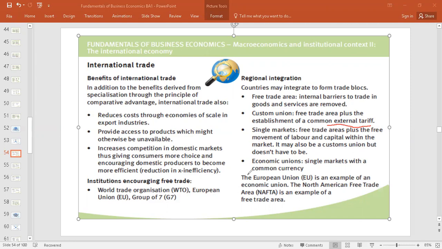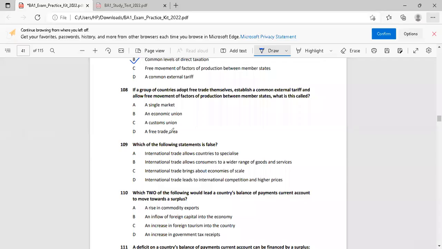Then the fourth one, economic unions. Economic unions are single markets with a common currency, like in the European market, where it is the euro which is used for trade. See, the question is talking about these four things. Is it a single market? Is it an economic union? Is it a customs union? Or is it a free trade area?